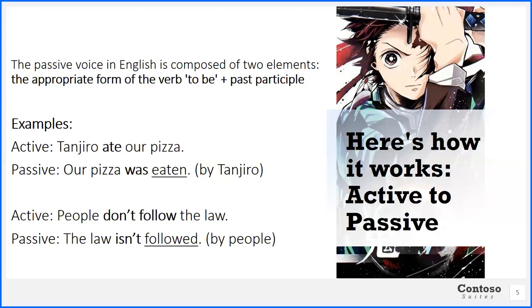Okay, this last part where we have by people and in the first one, by Tanjiro, it's in parentheses because we can add that information if we want, but it's not necessary. We can omit it. Like we said, it's not important who did the action. What's important is that the action was done or who received the action.